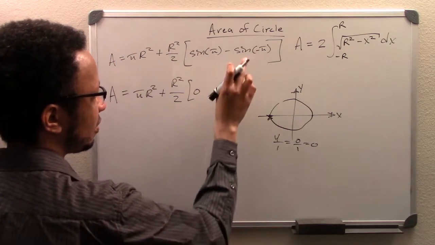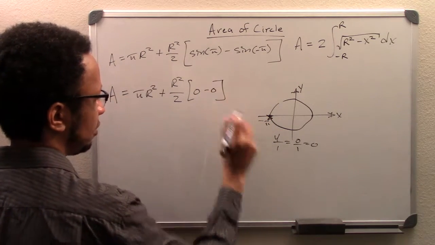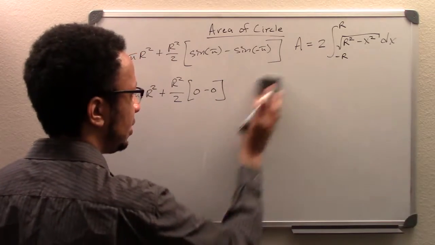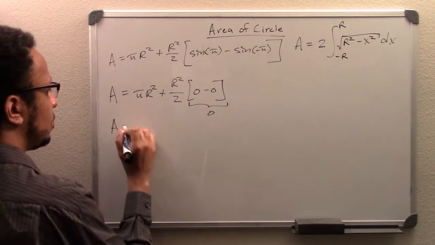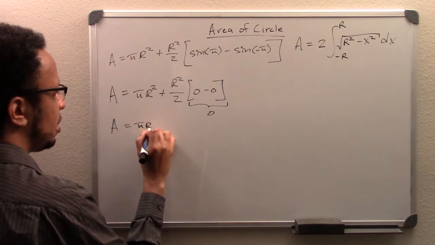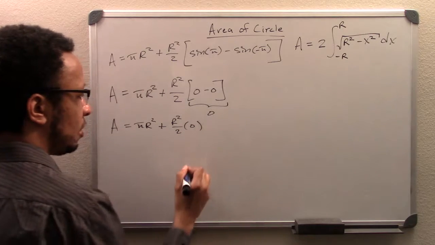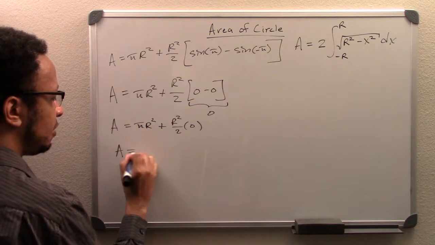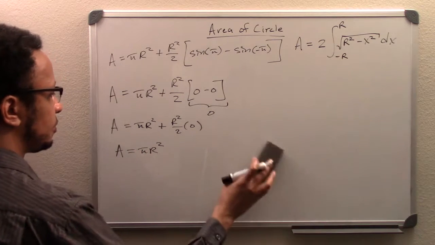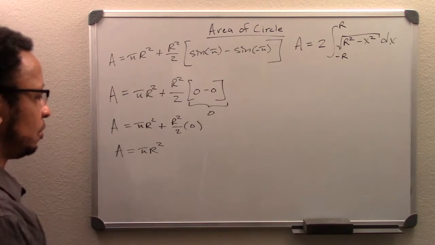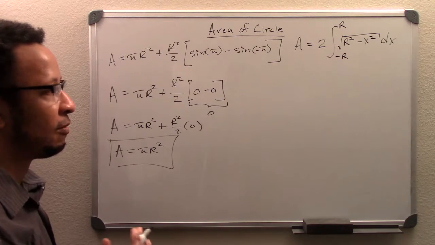So we have the sine of negative pi equals 0. So we're going to subtract 0 from 0. And if you subtract 0 from 0, that's going to leave you with 0, of course. So we have pi r squared plus r squared over 2 times 0. And so that means that we have area equals pi r squared. And so, with that being said, this is our final answer of why we have the area of the circle.